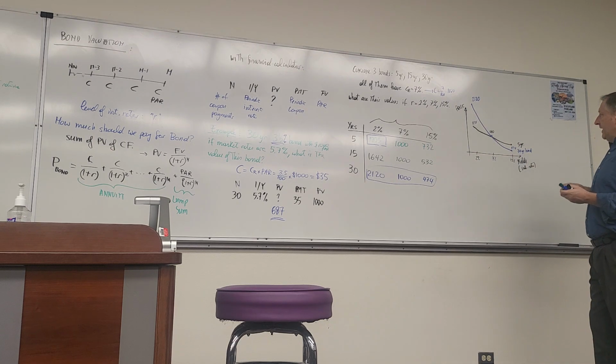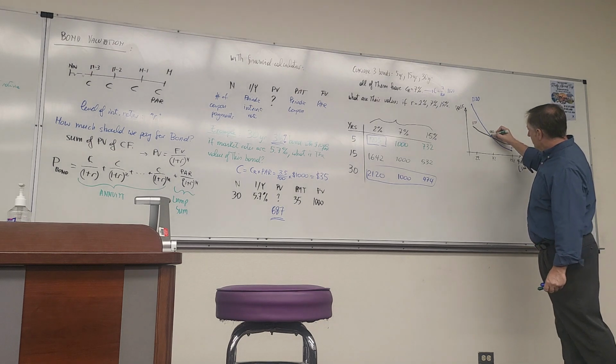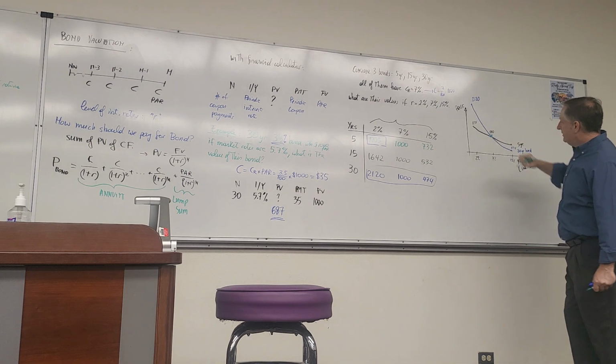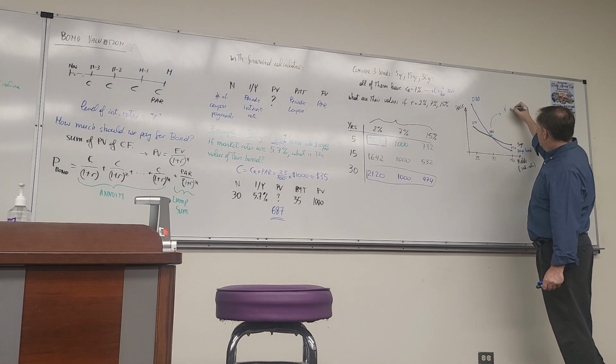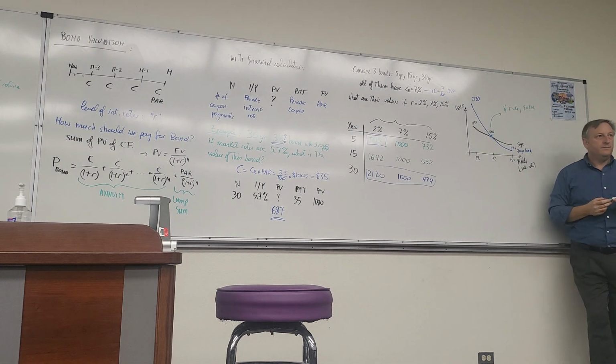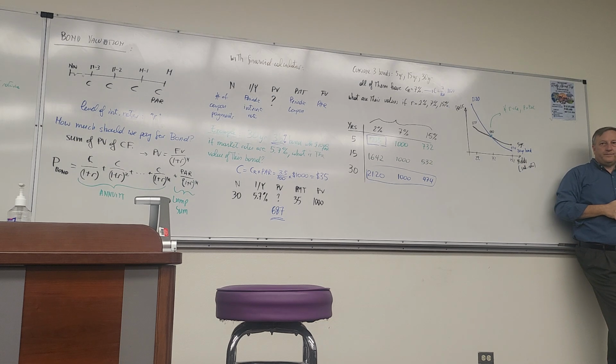Now, the other thing to keep in mind is that both bonds intersect at this point. This point is when, if the market rate is equal to the coupon rate, then the price of the bond is equal to par. This is true for all bonds. Okay?